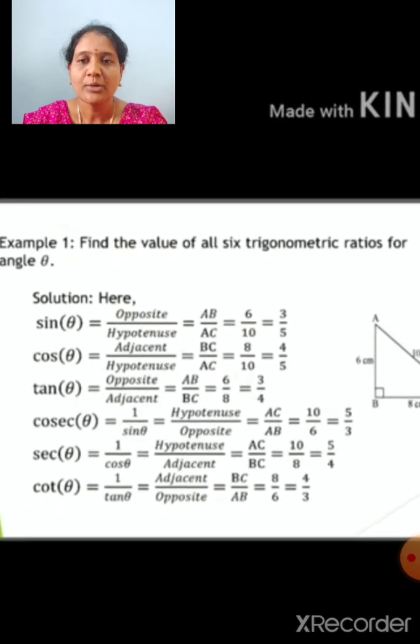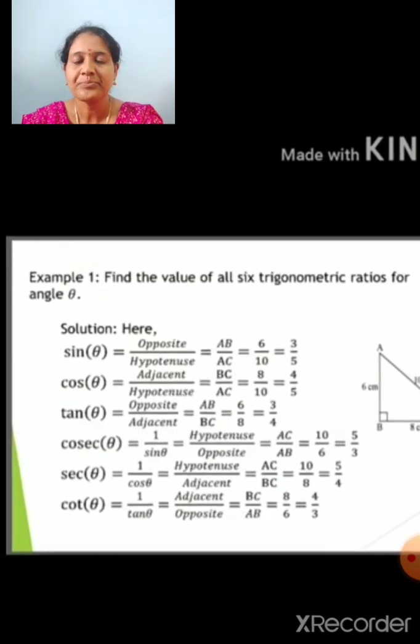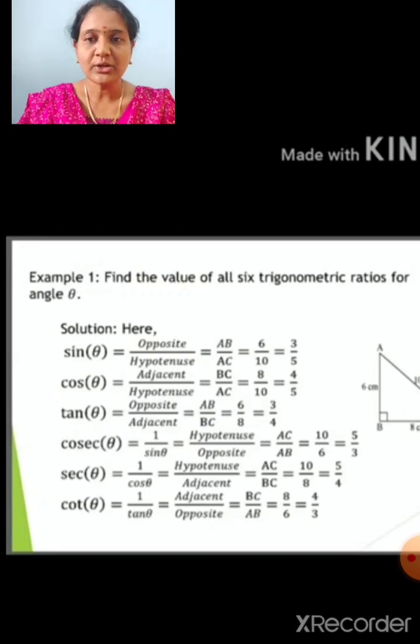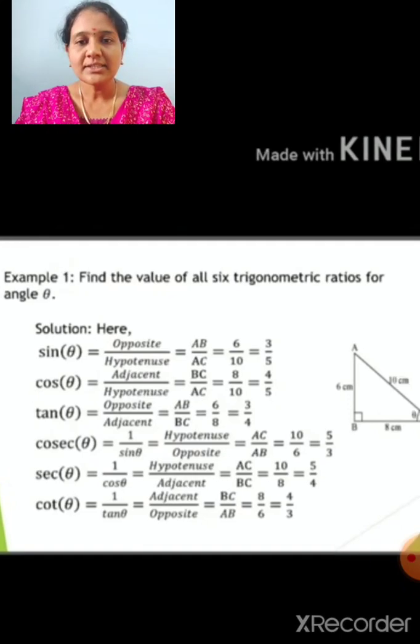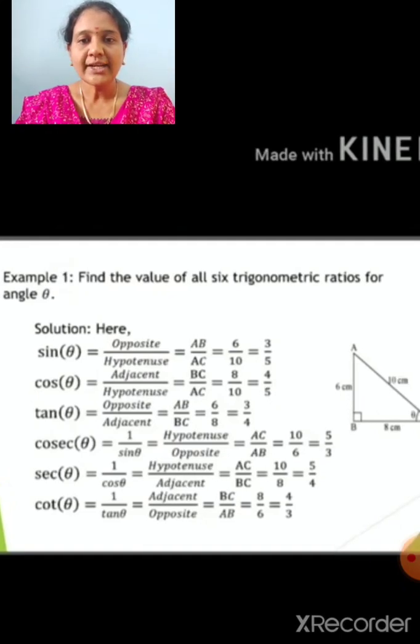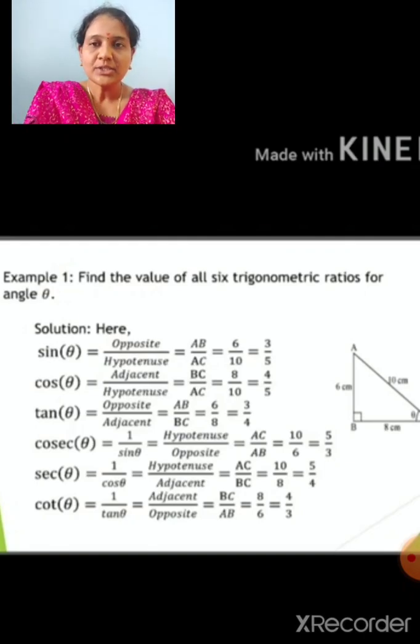Let's see. Observe the slide properly, children. First one, which is the first trigonometric ratio? Sin theta. What is the formula? Opposite side by hypotenuse. In the adjacent figure, which is the opposite side? AB is the opposite side. AC is the hypotenuse. Answer is 6 by 10. So do the cancellation by 2. 2 threes are 6, 2 fives are 10. Totally, sin theta value is 3 by 5.